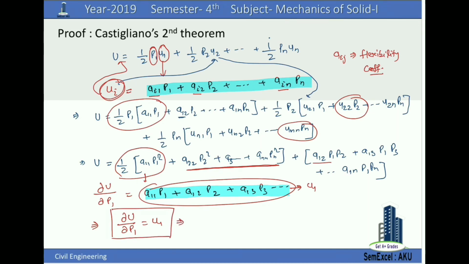So for all i is equal to 1 to n, we can write del U by del Pn is equal to Un, where n is equal to 1, 2 up to n. So this is the proof of Castigliano's second theorem.